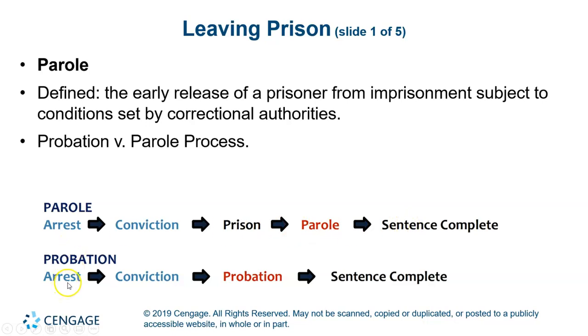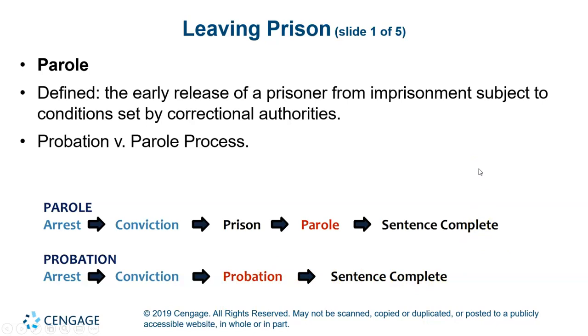Probation is you're arrested, it's a conviction, but instead of going to prison, you're going to get probation in lieu of prison. And there, as we've learned, there are terms for probation. If you don't abide by the terms, then you could be sent back to prison to serve your sentence. Well, you've already been convicted, so you could actually serve your sentence. But if you complete your probation, then your sentence is complete.